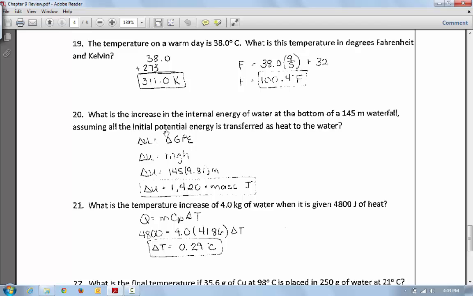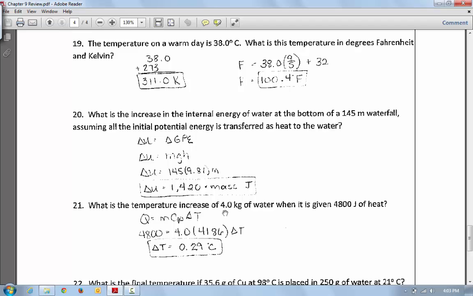Here I want to find the increase in internal energy at the bottom of a waterfall. So the internal energy is going to be the same as the change in the gravitational potential energy. So I'm going to do mgh. I plugged in my height and I plugged in g, but I don't know m, so I just used m. I multiplied those two numbers together and I get 1,420 times the mass. And since I don't know the mass, that's all the more I can have for my answer. And that would be labeled in joules.